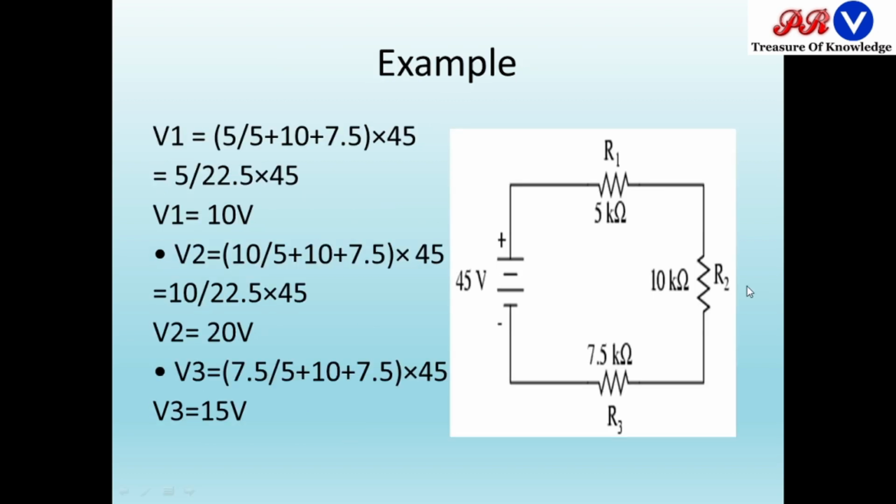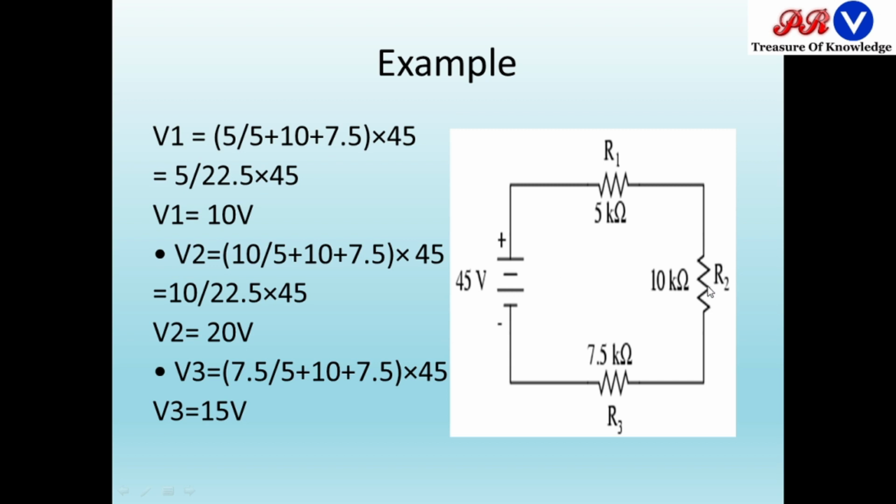This is the example. Suppose we have three resistors R1, R2, R3. We have different values of resistors. We are applying 45 volts here. Firstly we calculate the equivalent resistance, which will be 5 plus 10 plus 7.5. Suppose we want to calculate the voltage drop across the 5 ohm resistance. This is equal to this resistance, 5, divided by the equivalent resistance, multiplied by the total voltage.